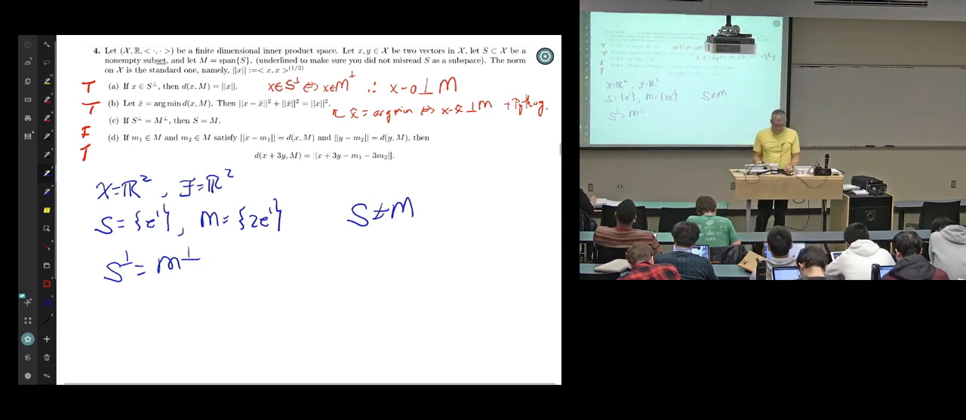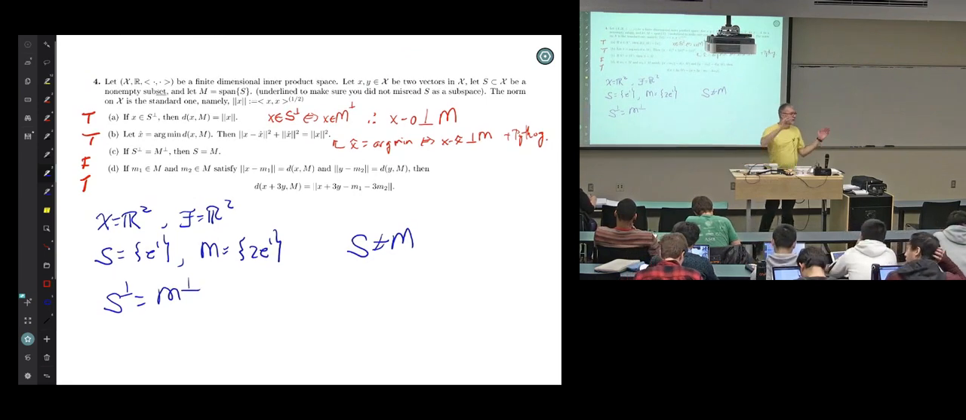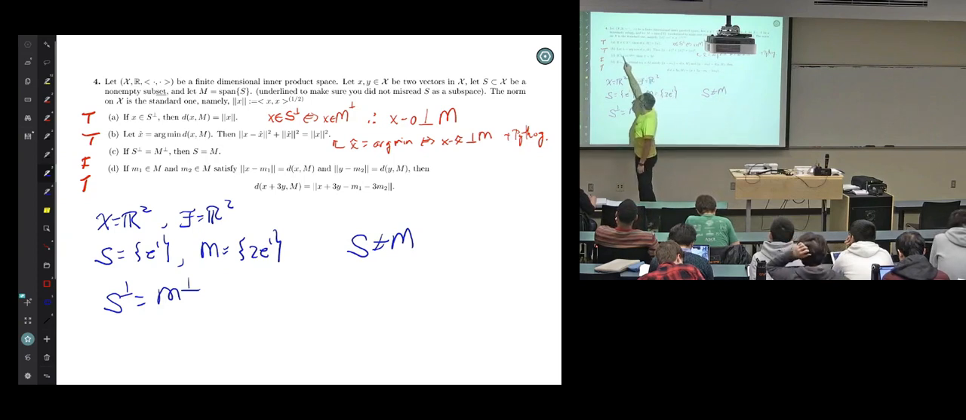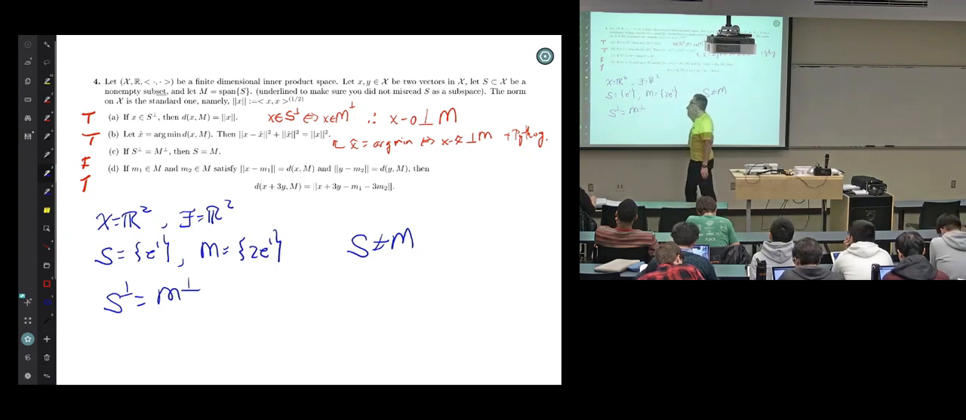Okay? This orthogonal complement is always a subspace. So it's easy for the subspaces to be equal. They're very big, but these can be just discrete elements, and so I just change the discrete elements without changing the span; the span of S and the span of M are the same.